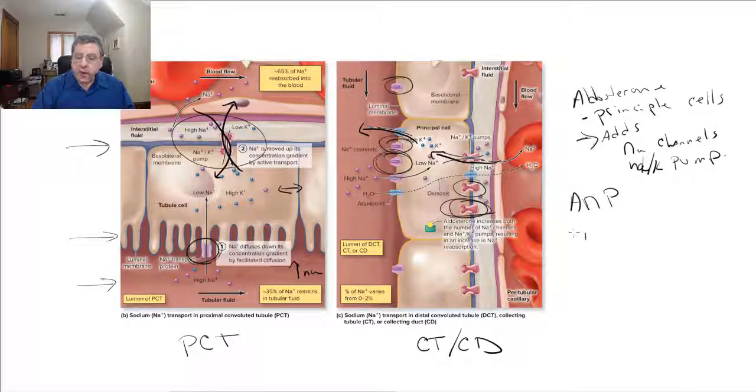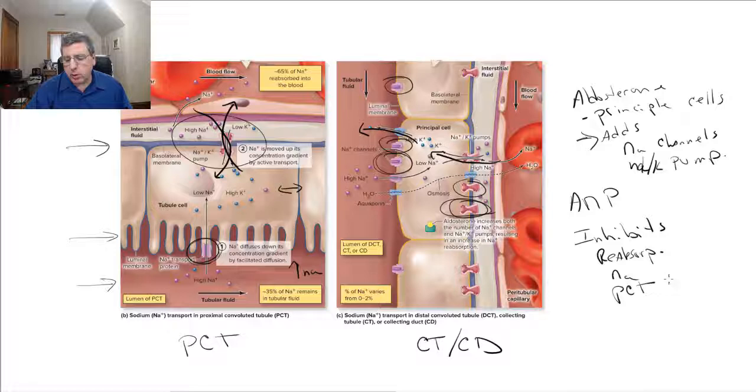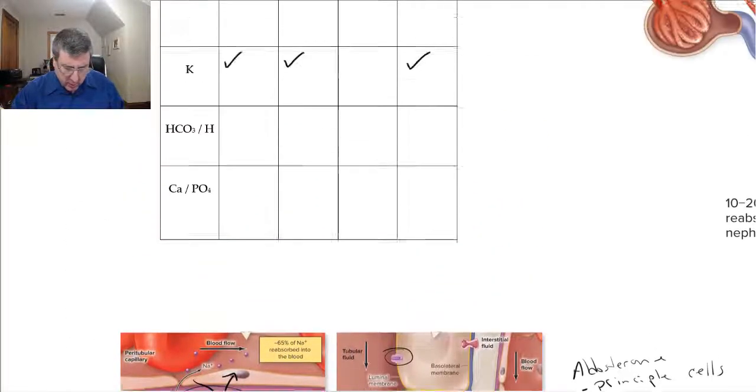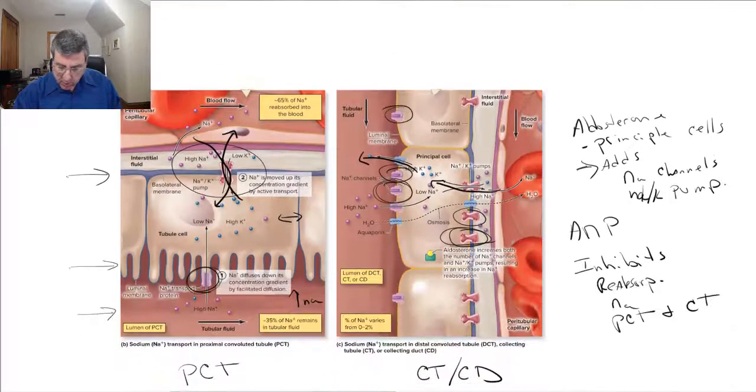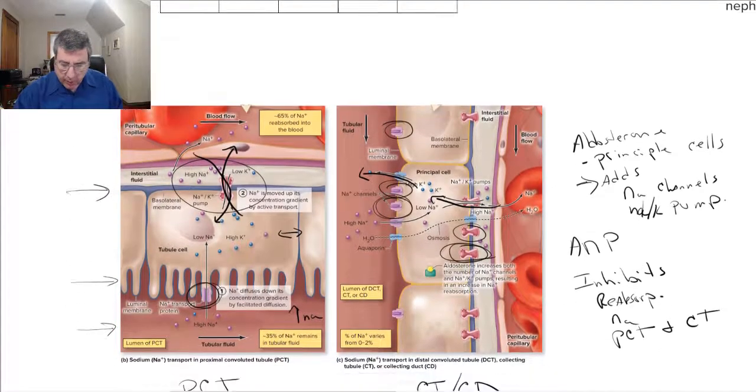ANP inhibits reabsorption of sodium in the proximal convoluted tubule and collecting tubule. So that's inhibiting the reabsorption on this one. I don't know if I said earlier. Oh, yes, I did. I said it was 25%. Okay. So that's what we're looking at, sodium.